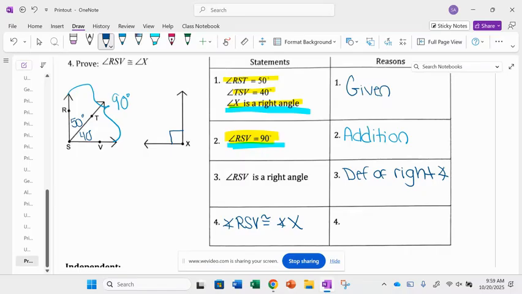Now, I am not able to say definition of congruent angle, because the definition of congruent angle is two angles that have the same measure. But in my proof, I only wrote one measurement. So I didn't say two measurements. But I did declare them both as right angles. Wasn't there a theorem about right angles? What did that theorem say? Right angles are congruent. So that's what we're going to write as our reason here. Right angles are congruent.